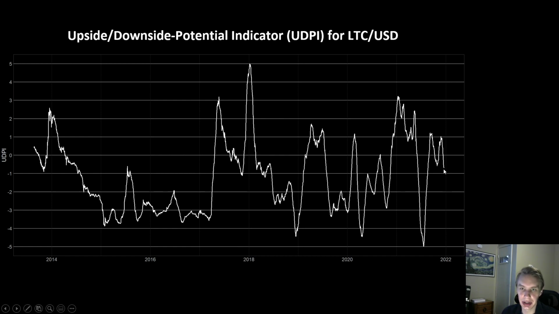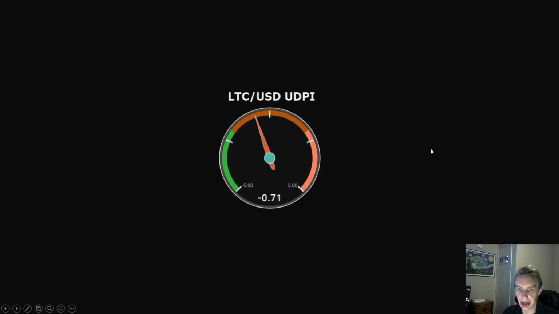So again, it's hard to tell right now what's going to happen. Overall, the risk indicator seems to think it's an overall favorable risk reward ratio. So that's what I'm showing you here, just the current raw level of the UDPI. And so the way you can interpret this is 0 is where the model thinks it's roughly an equal risk reward proposition, that the upside and downside potentials are about the same.